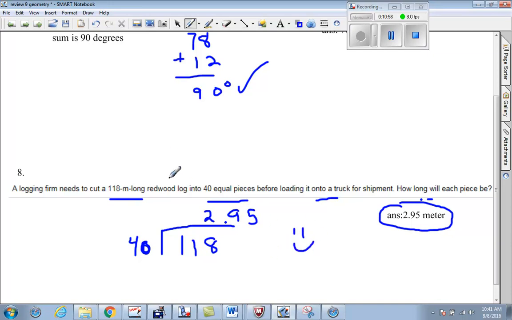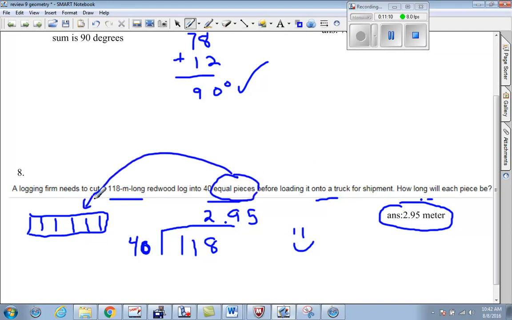So the big thing is that when you're taking something long and chopping it into equal pieces, equal pieces is kind of my keyword for division. All right, let's try the next one.